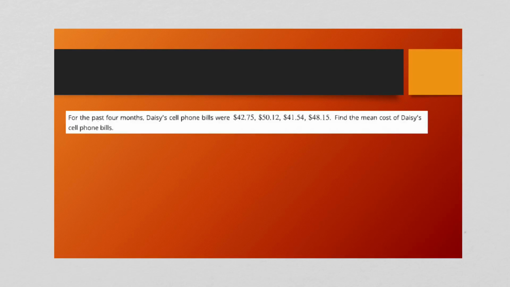Alright, let's look at this problem. For the past 4 months, Daisy's cell phone bills were $42.75, $50.12, $41.54, $48.15. Find the mean cost of Daisy's cell phone bills.